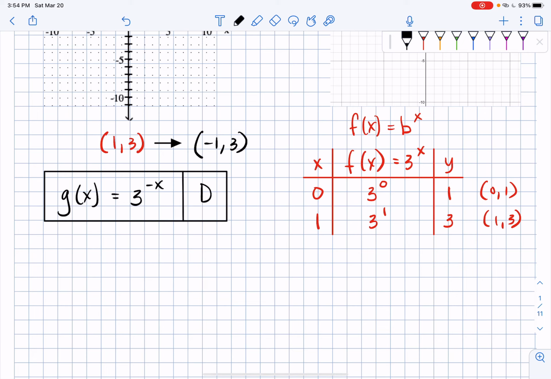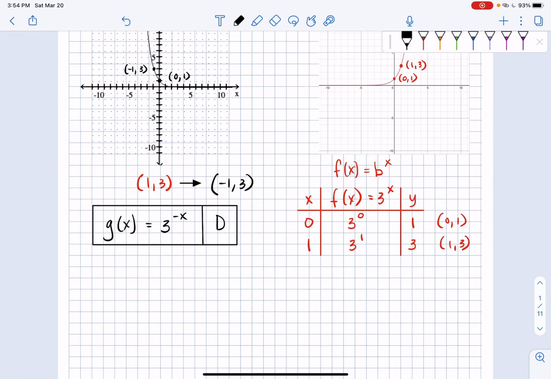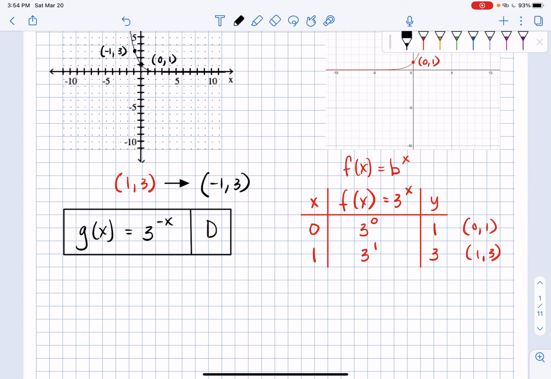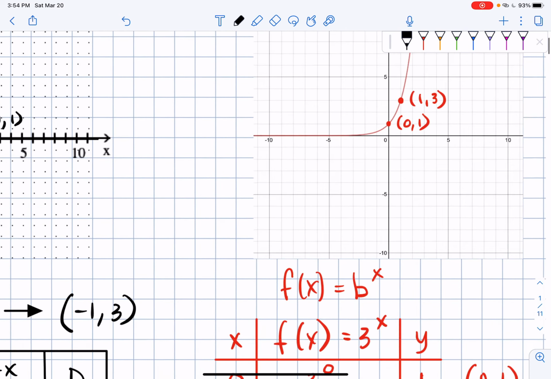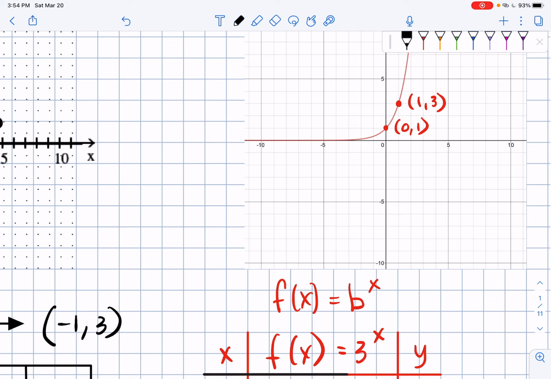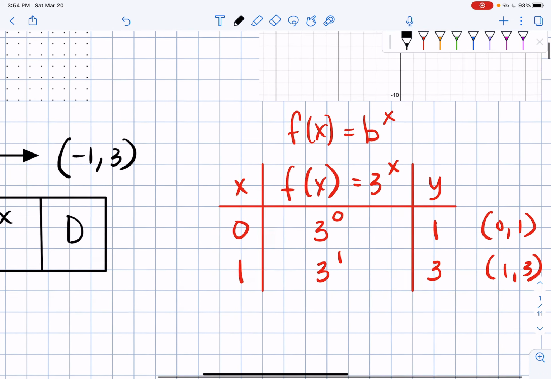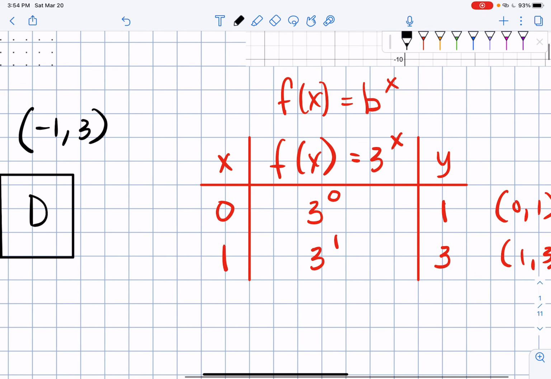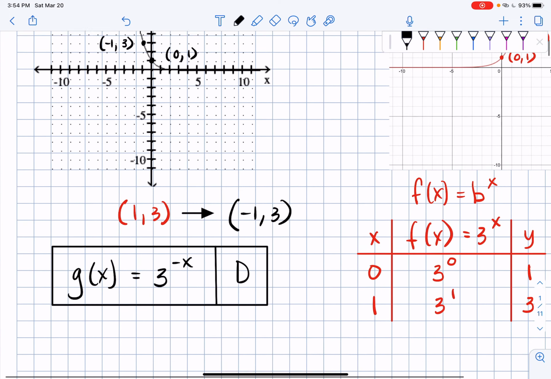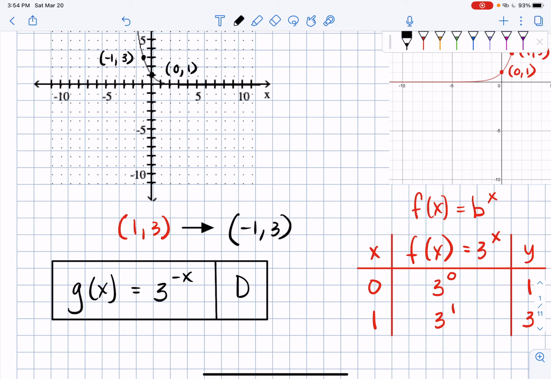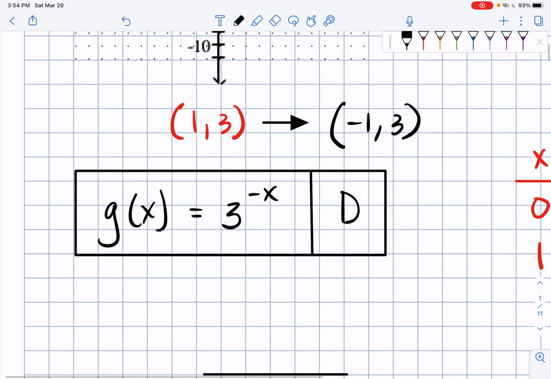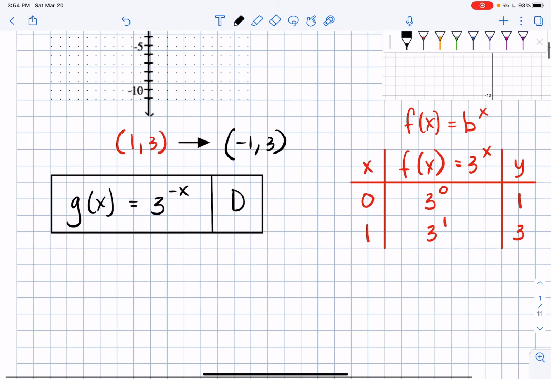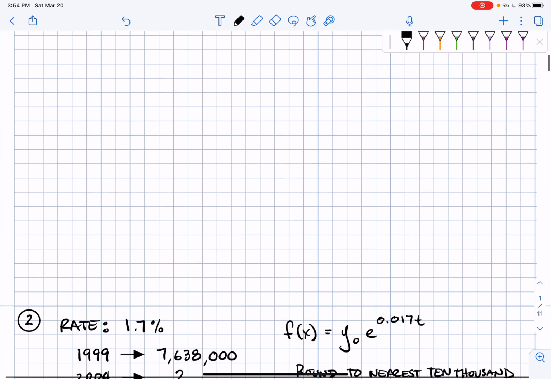All right, so again, it's always going to cross (0, 1), the original. And then because of the (1, 3), I knew it was going to be a base of 3, because 3 to the first power would be 3. So that's the reason why I knew that. But because the x value switched from positive to negative, that means it's affecting my x value. So that's the reason why I negated the x value there. All right. So on to number 2.